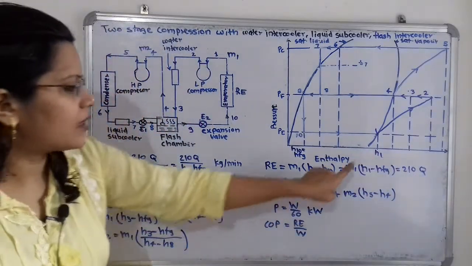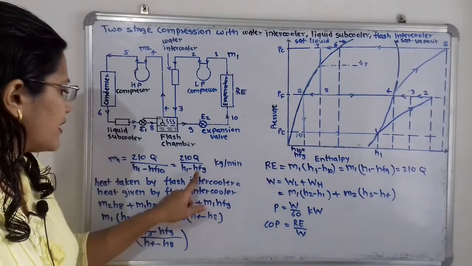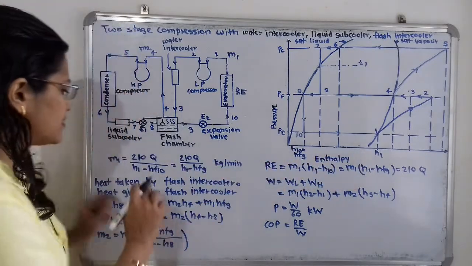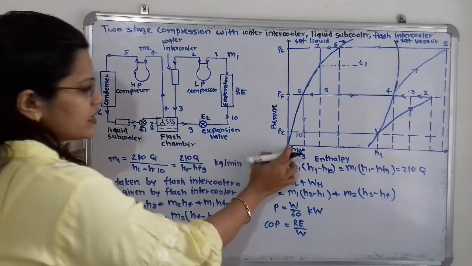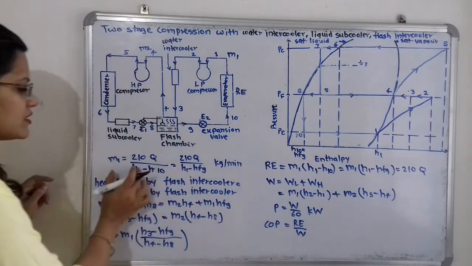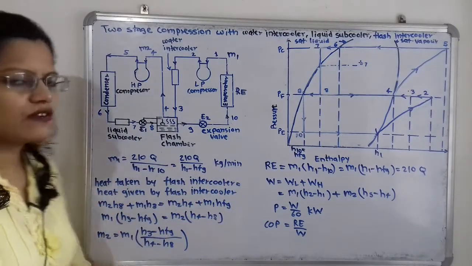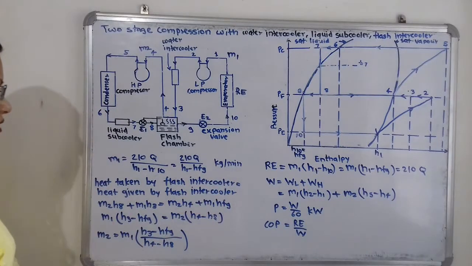So what is the enthalpy difference? That is H1 minus HF9, or H1 minus H10. So we have to write this. We can either use H10 or we can use HF9. So these are the formulas for calculation of mass M1, and the unit is kilogram per minute.